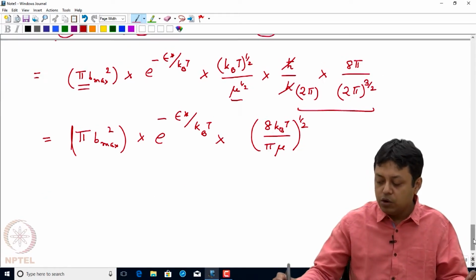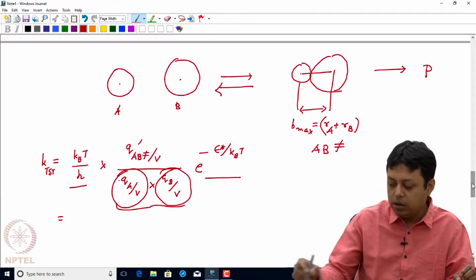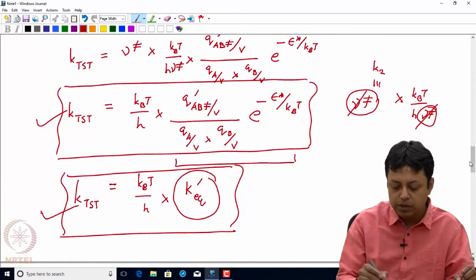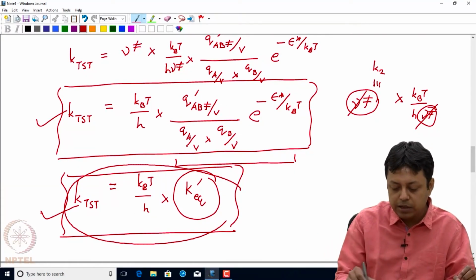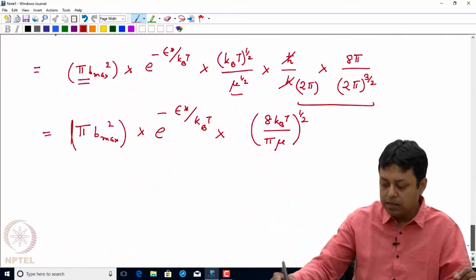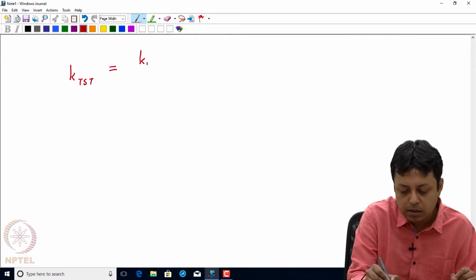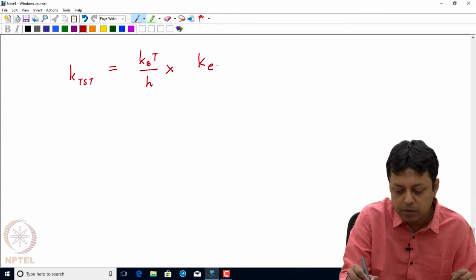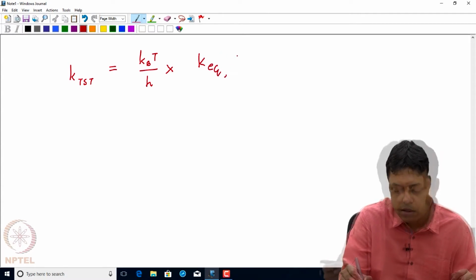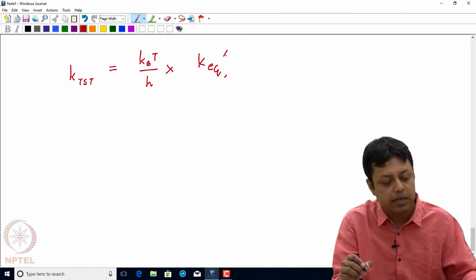All right, now let us go back and look at the other expression, not collision theory, transition state theory, where we showed that this entire thing, the expression can be written as kBT by h into some equilibrium constant. Now we can rewrite it as kTST is nothing but kBT by h into some equilibrium constant for reactant to transition state equilibrium, but with the prime, and the prime denotes that 1 degree of freedom is less.